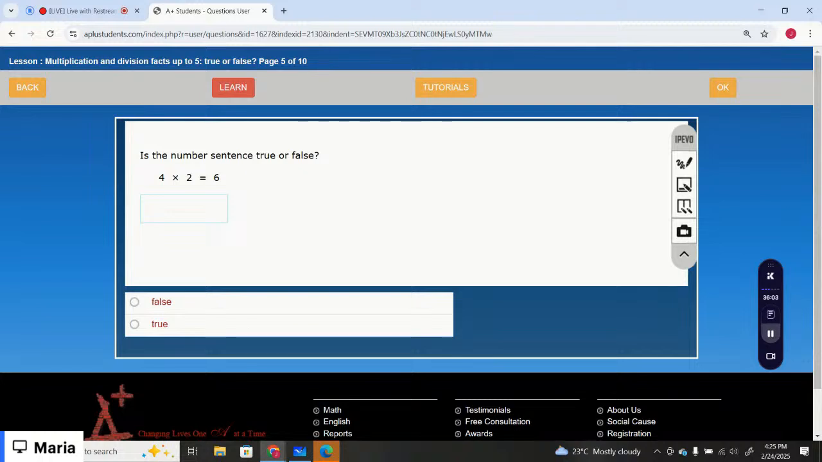Is the number sentence true or false? 4 times 2 equals 6. False it is. 4 times 2 is not 6. That is false.